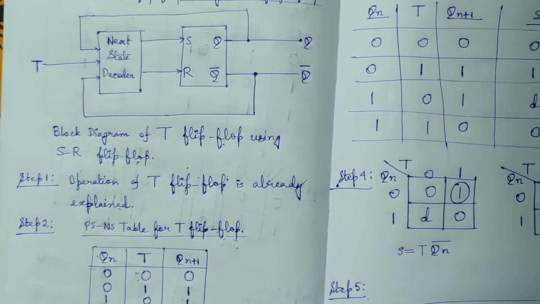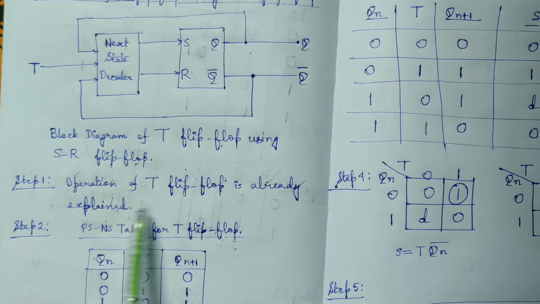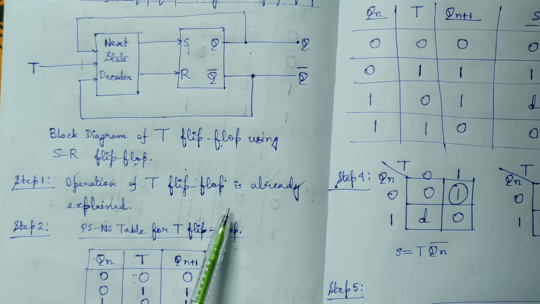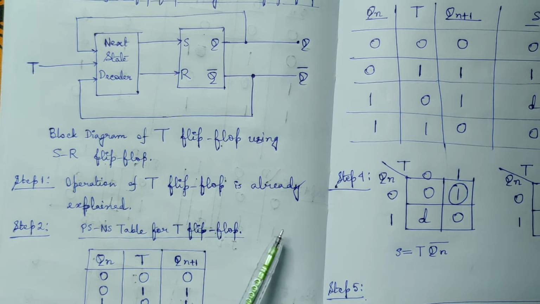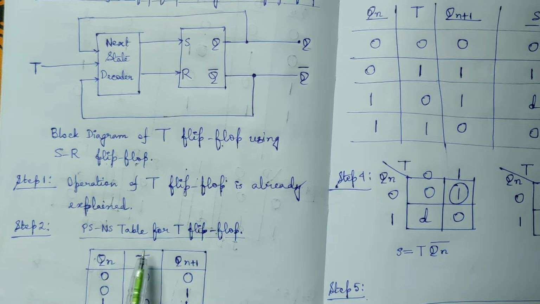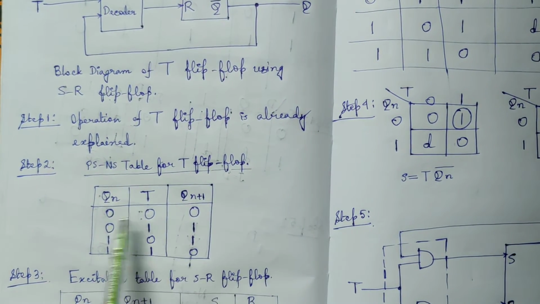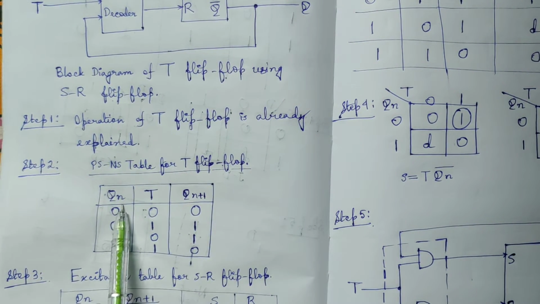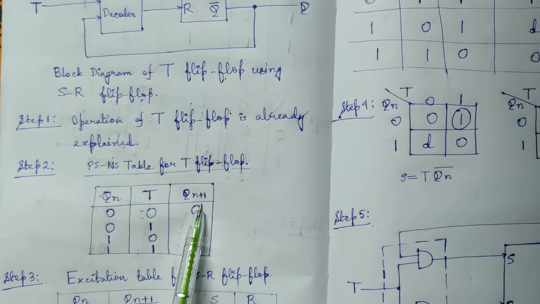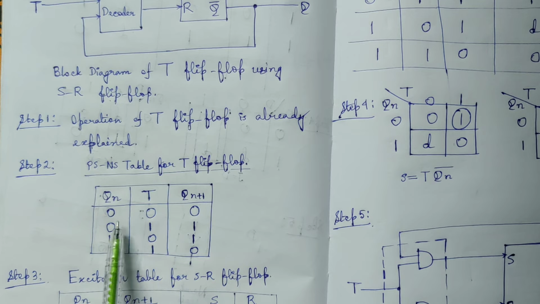So step 1 is the operation of T flip-flop. This is already known to all of you, so I am not explaining it again. Now step 2 is the present state next state table of T flip-flop. Qn is the present state output, Qn plus 1 is the next state output, and T is the input.